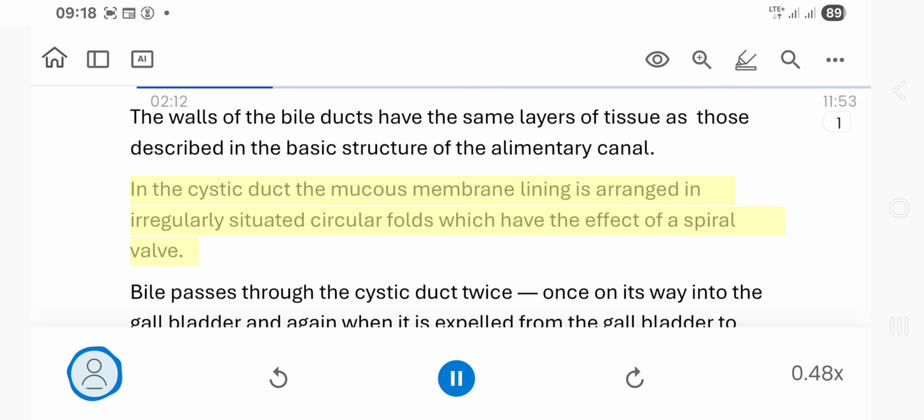In the cystic duct, the mucous membrane lining is arranged in irregularly situated circular folds which have the effect of a spiral valve.